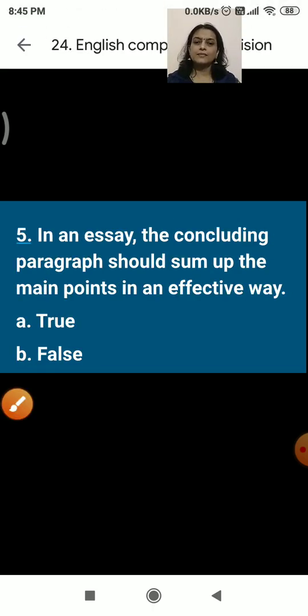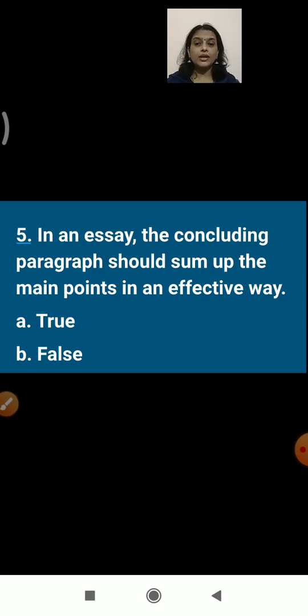Next is, in an essay, the concluding paragraph should sum up the main points in an effective way. What does that mean? In essay. Okay, so we are talking about narrative essay here. The concluding paragraph. So we have 3 paragraphs, right? What is the first paragraph called? Introductory paragraph. Second is the main content or the main body of the paragraph. And the third one is concluding, conclusion, right? So what do we do there? We conclude, we end up our story.